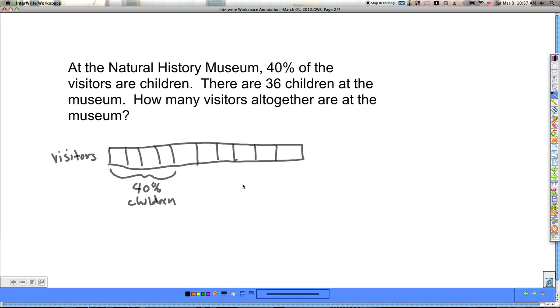There are 36 children at the museum. Oh, so let's check this off first. We got this sentence in. Now, the next one: there are 36 children at the museum. That means that 36 is the amount that is covered by 40%. So this percentage is equal to this amount. Well, 4 units is equal to 36. So 36 divided by 4 equals 9. Each of these units is 9.